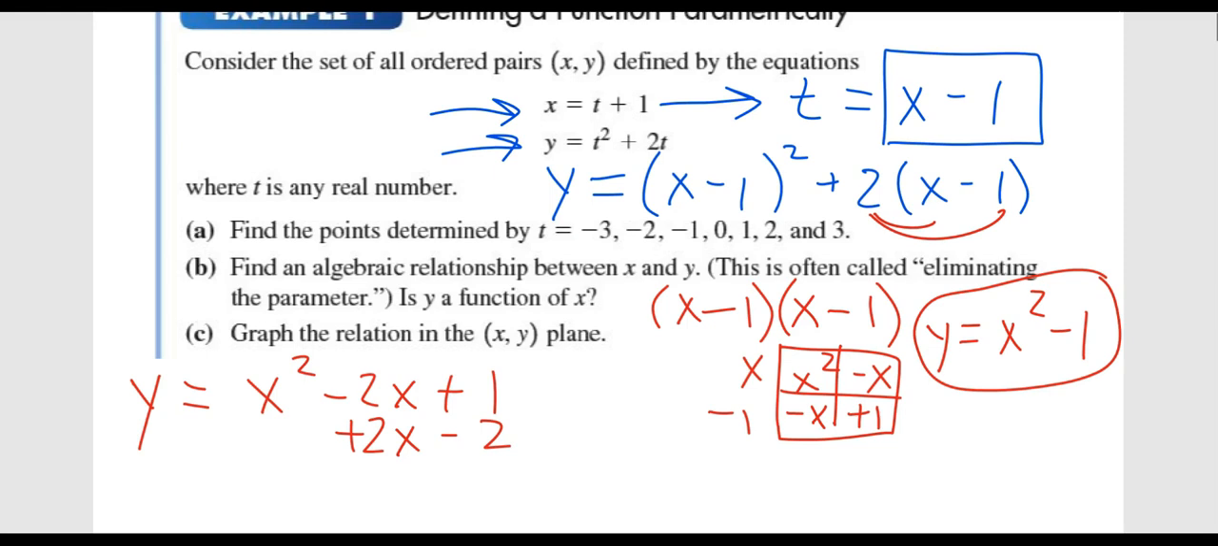Is y a function of x? Oh, yes, sir. Where did the minus 2 come from? When they told me to distribute the 2 times the x minus 1, see the 2 times the x minus 1 right about here? That's where we got the 2x minus 2 from.